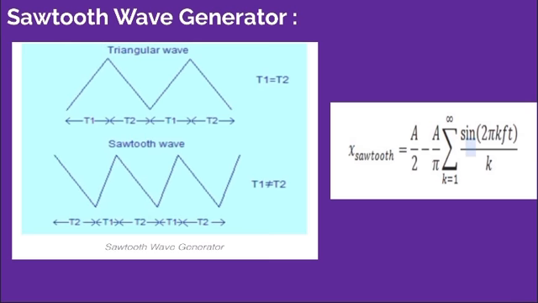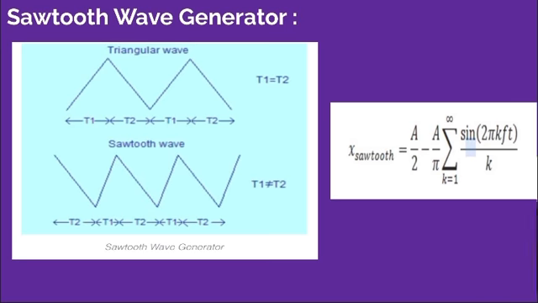A conventional sawtooth can be constructed by using this equation: X sawtooth equals A by 2 minus A by pi, sigma k equals 1 to infinity, sine of 2 pi k f t by k, where A is the amplitude of the generator. By using the fast Fourier transform, this summation can be calculated more efficiently. In the time domain, the waveform is digitally created using a non-band limited form.